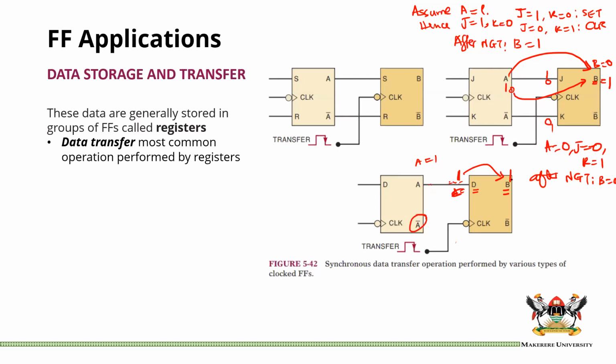Now you might ask yourself, what happens to the data which was at B? It will be flushed out. In real systems, that data will be moved to, just a second.